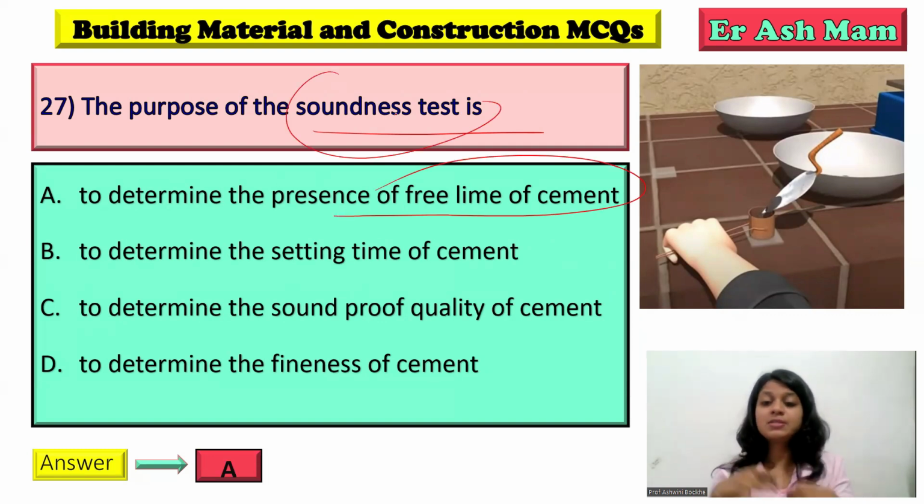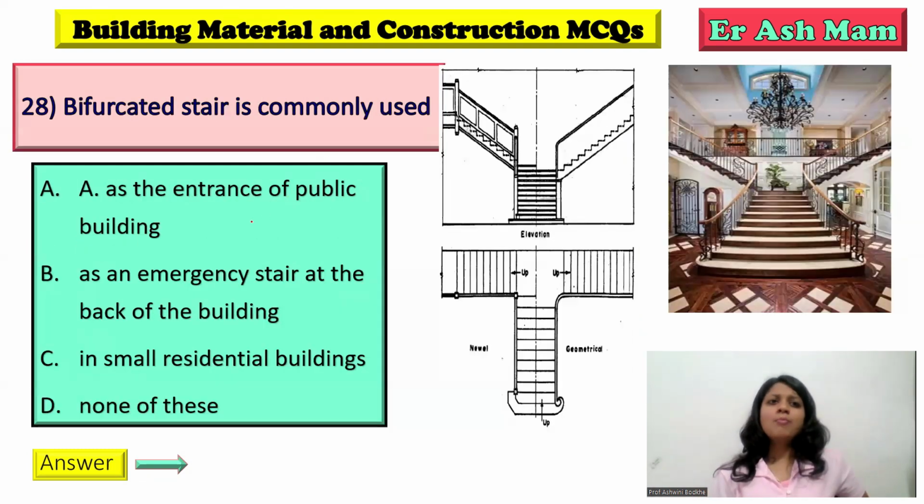And check whether free lime is present or not in cement with the help of soundness test. The answer is A. Bifurcated stair is commonly used. The bifurcated stair, you can see the bifurcated stair is commonly used.